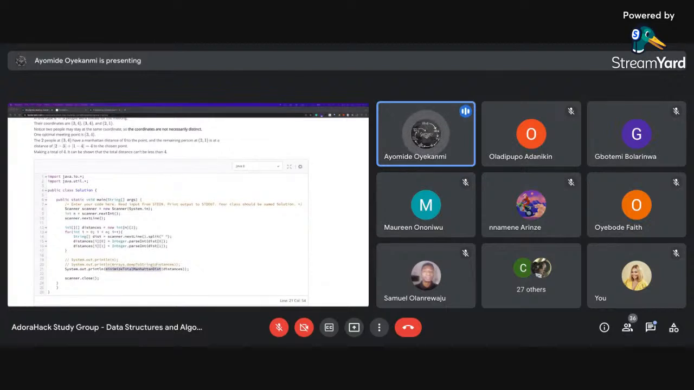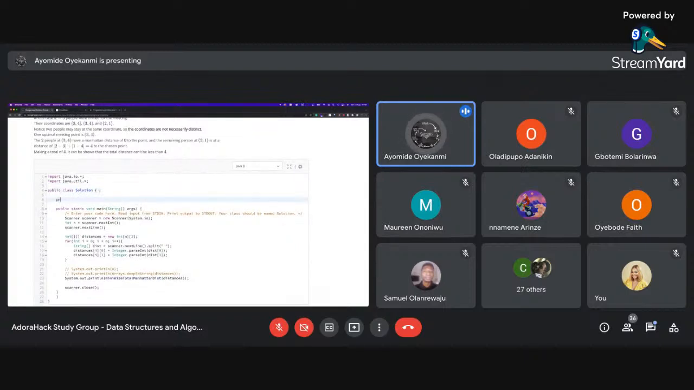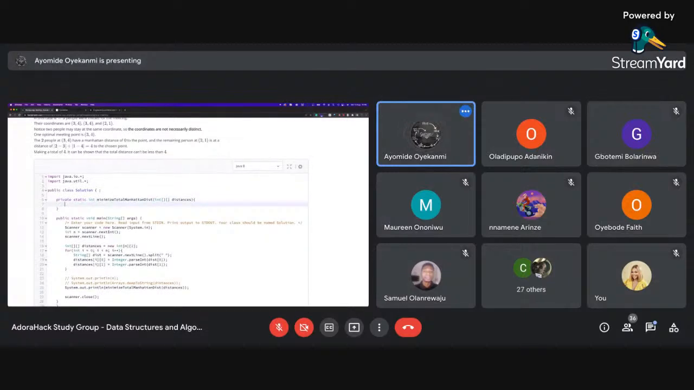So our method is called minimize total Manhattan distance, right? And for this, we want to return distance. So that'll be something like public static int. We have a multi-dimensional array, right? And I'll call it distances. Cool.